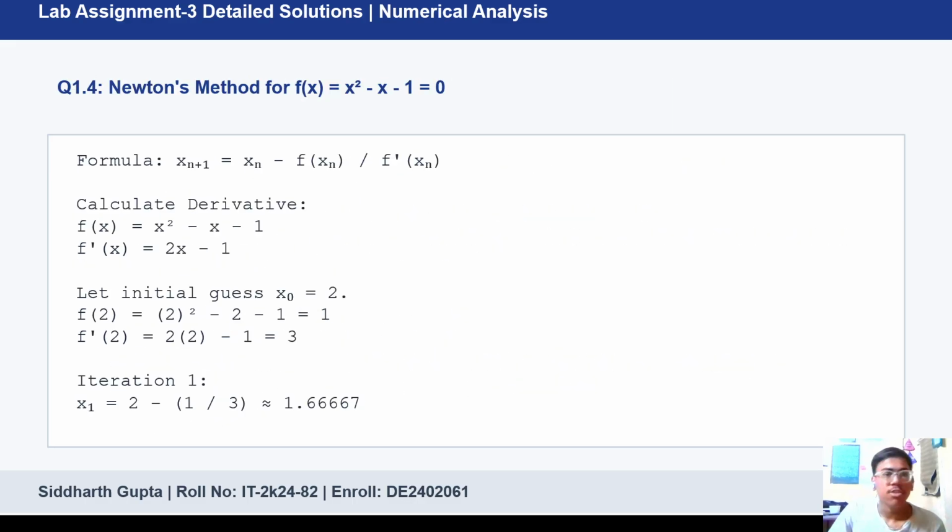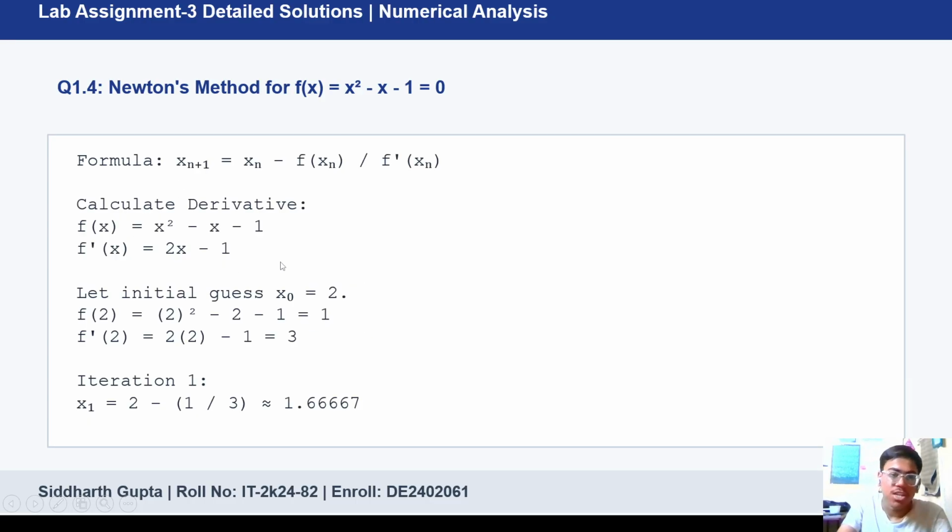Now we need to solve the same question using the Newton-Raphson method. For the Newton-Raphson method, you already know the formula is xn plus 1 is equal to xn minus f of xn upon f dash of xn. Now, first we will calculate the derivative of this equation. The derivative of the equation is 2x minus 1.